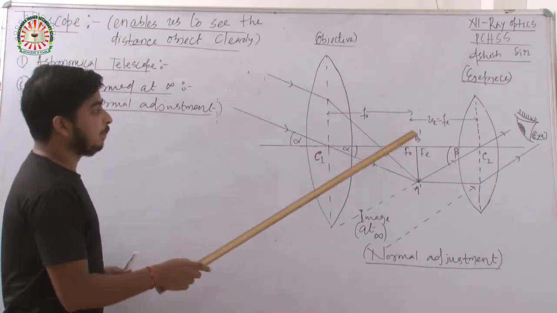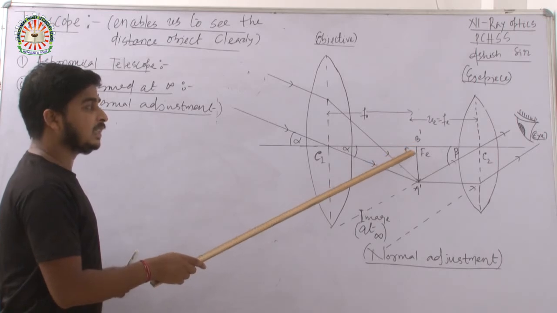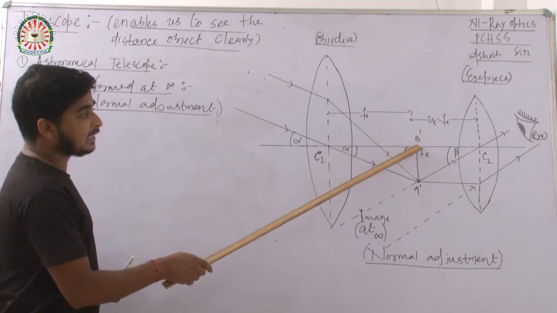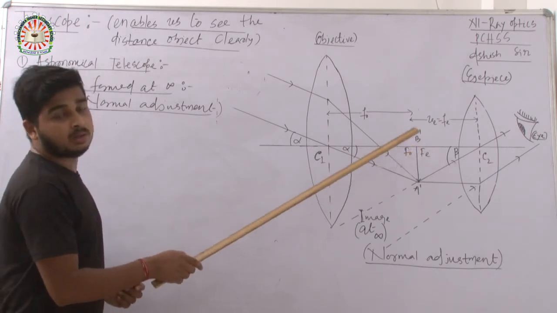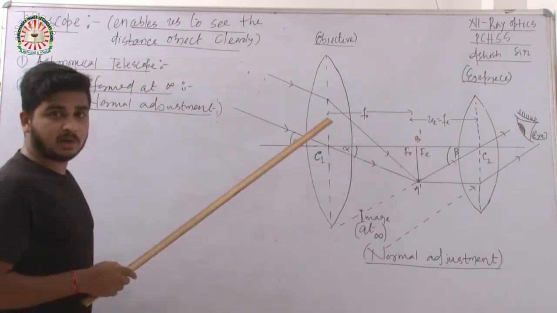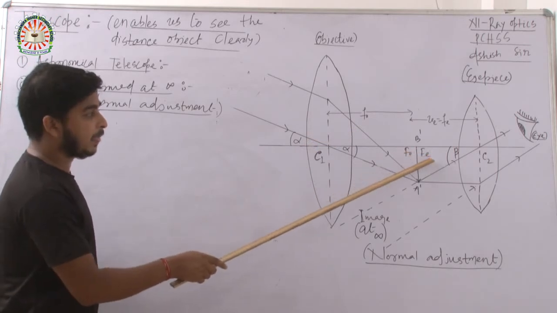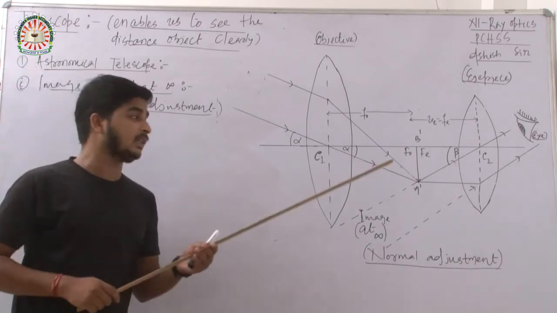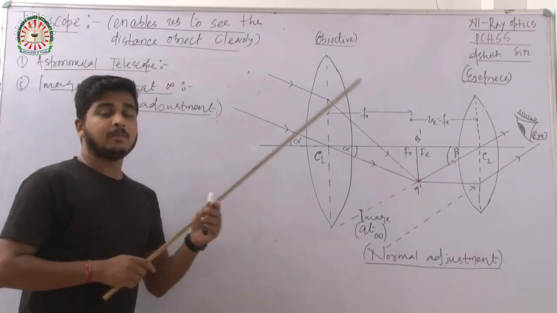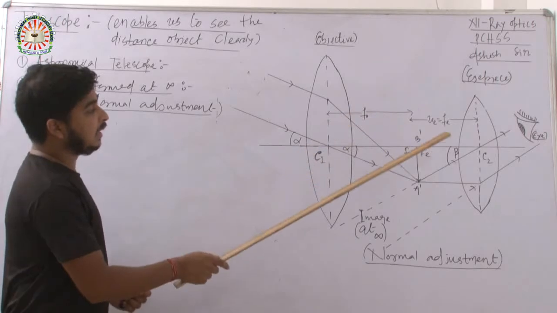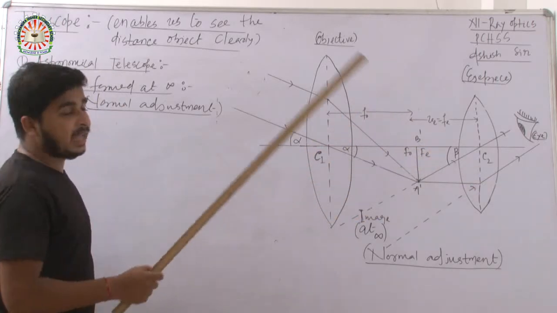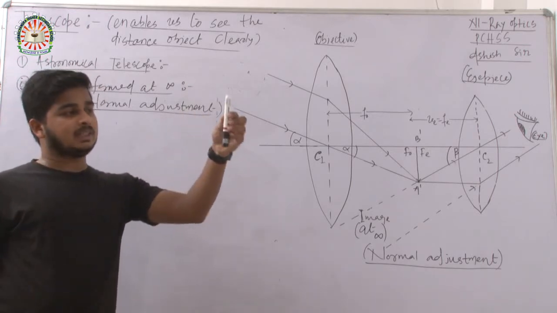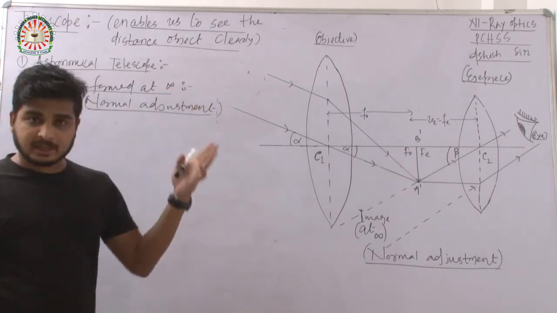Got my point? So B dash is the point that is the focus of the objective as well as the focus of the eyepiece. It means this B dash point is FO, also FE, because this is the focal plane for the objective. We adjust the focal length of the eyepiece in such a way that the image B dash is formed on the focus of the eyepiece. So when an object is placed at the focus, the image is formed at infinity.